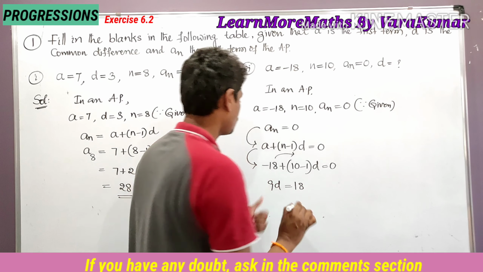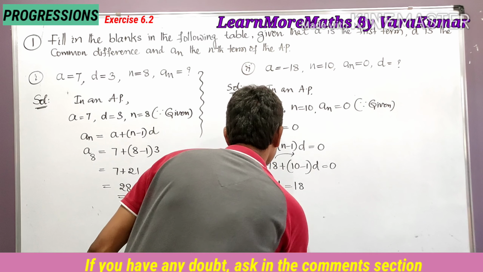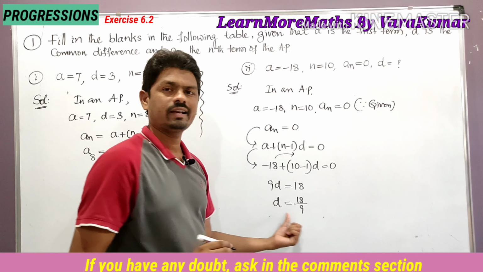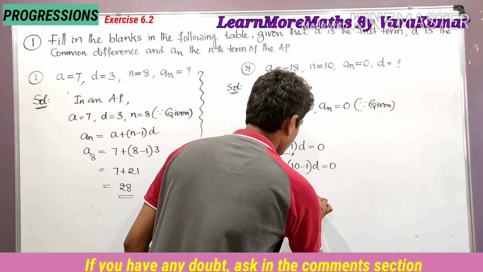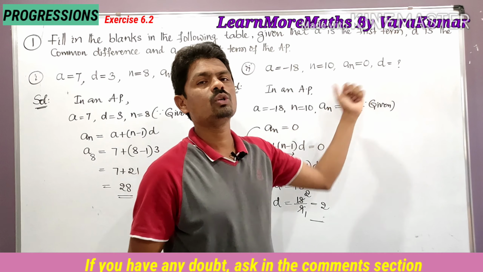9d is equal to minus 18 becomes plus 18. 0 plus 18 is 18. So now d is equal to 18 divided by 9. Take 9 to the right side. Here it is multiplying, it divides. So 9 ones are 9, 9 twos are 18. So d is equal to 2. He is asking us to find the d value in the second one.